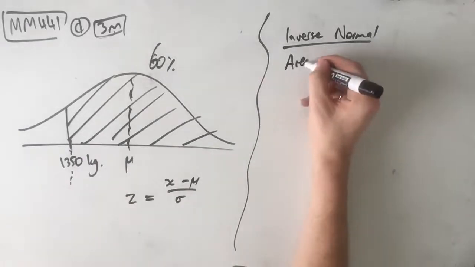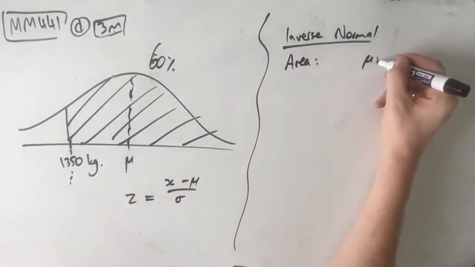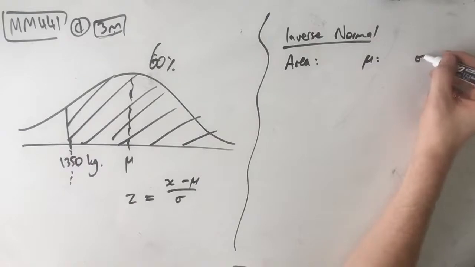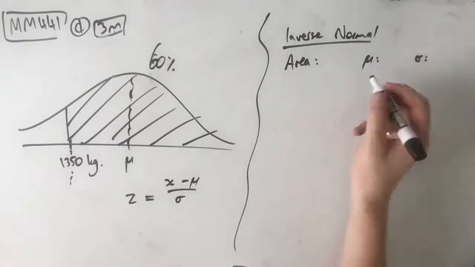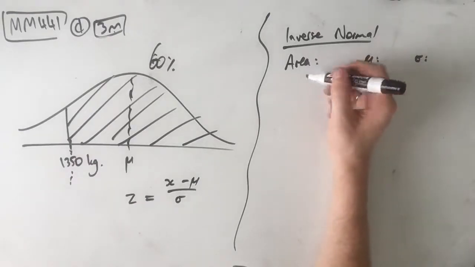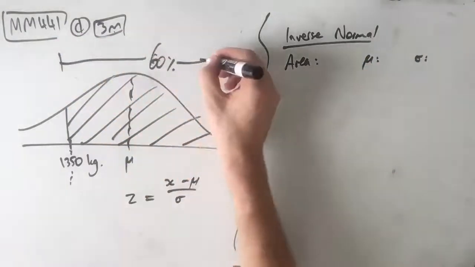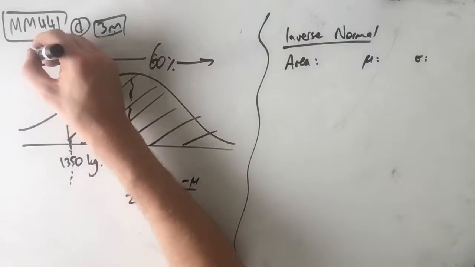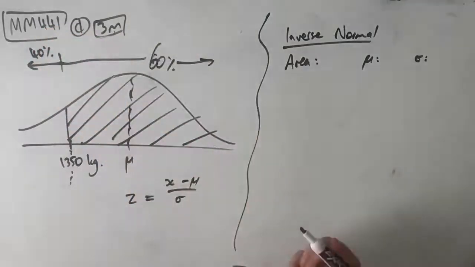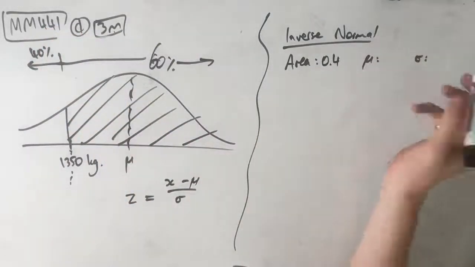So inverse normal asks us for three things: area, mu, and standard deviation. So average, or mean, and standard deviation. Now the area is always the area to the left of the point that you're looking at, okay? So we know that the area to the right of this is 60%, which means that the area to the left is 40%, right? Which means that our area is going to be 0.4.